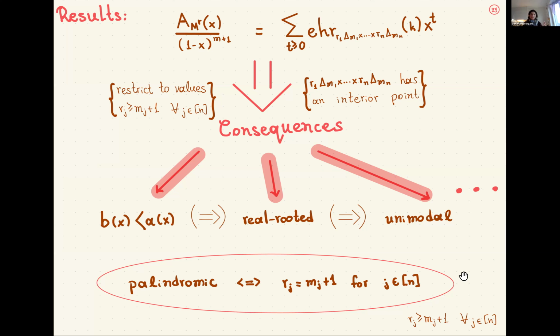Also, we can use this to conclude the interlacing property that we wanted. It's easy now that I have a polytope, as long as it has an interior point, which happens if I restrict the color vector to be not too small, to be large enough. Then directly I can prove that the B polynomial interlaces the A polynomial. And it's also easier to see exactly when these polynomials are palindromic by the structure of the polytope.